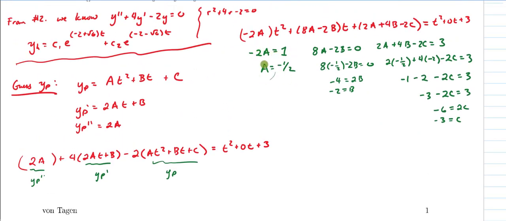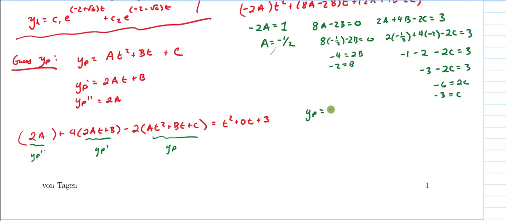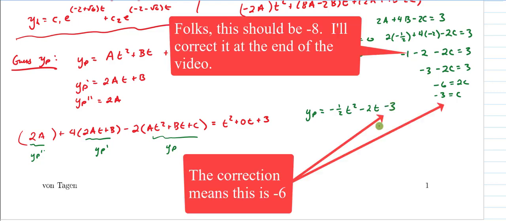At this point, we found a, b, and c. Those were the undetermined coefficients from our guess at the particular solution. So now we know that our particular solution that will satisfy this original non-homogeneous ODE right here is this quadratic, negative 1/2 t squared minus 2t minus 3. And you could verify it, but if you were to take the two successive derivatives of this and then plug everything into the original ODE, it would solve it.